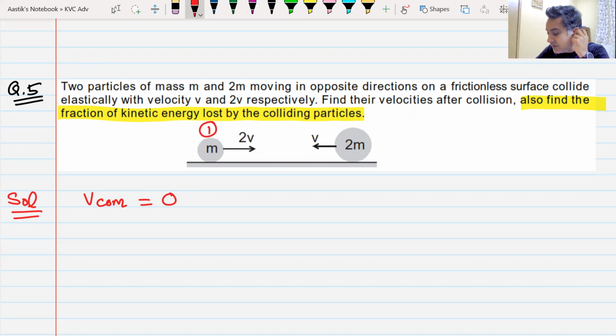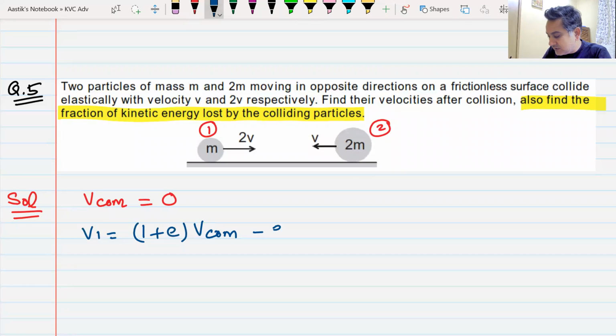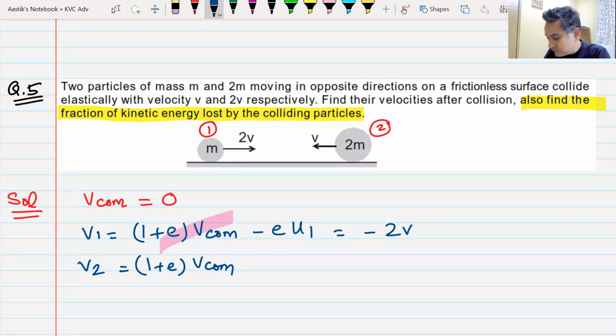I call this body 1. I call this body 2. What will be the velocity of body 1? V1 is (1 plus e) times V_com minus e times U1. The V_com term is 0. So the answer is minus 2v. That's it. V2 will be (1 plus e) times V_com minus e U2. Should not have taken so much time, dear. Minus v. No, U2 is... No, sir. v.